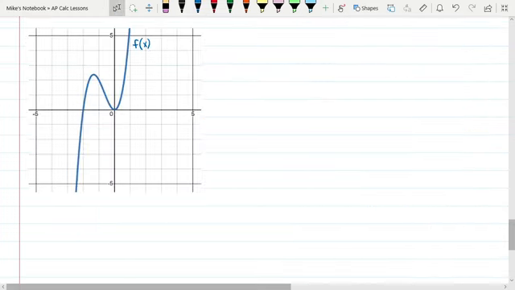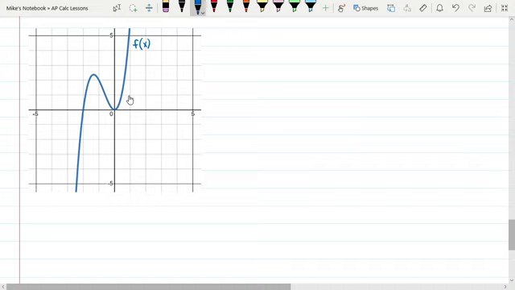Okay, and just to wrap this up, one last thing that I want to have you start to do is to start thinking about the connection between the graph of the function and the graph of the derivative, or at least the behavior of the graph of the derivative. So, for example, right here I have some graph of a function f of x, and I'd like us to think a little bit about what the graph of f of x tells us about what the graph of its derivative must look like.